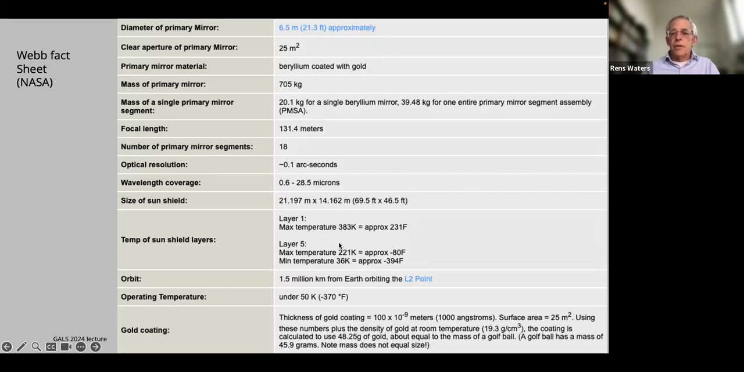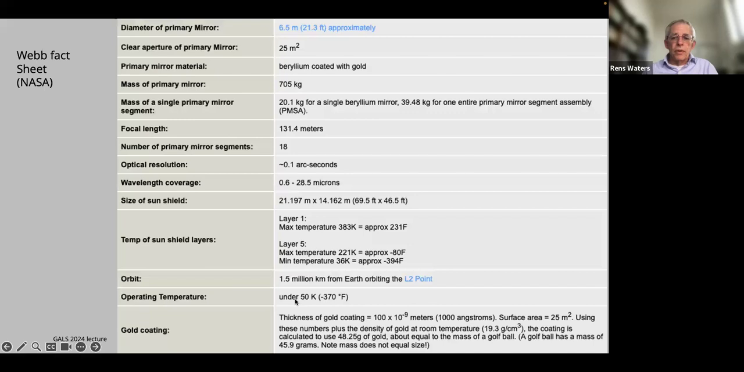There are coolers for one instrument, MIRI, but there's no cryostat or no helium that's being consumed to cool it. So it's all passive cooling and mechanical cooling. The orbit is 1.5 million kilometers from the Earth, so it's orbiting the L2 point.